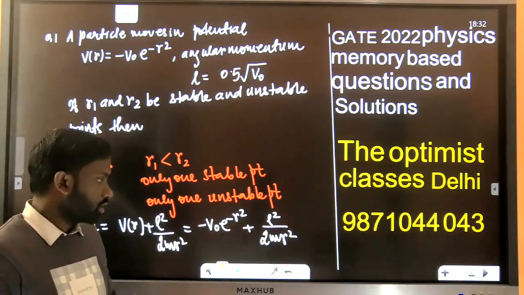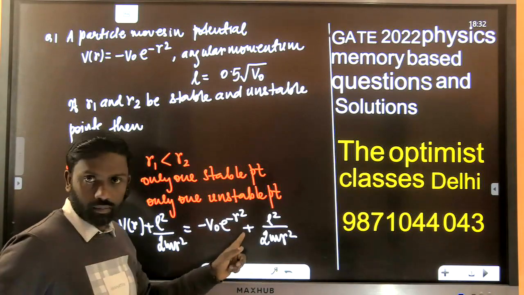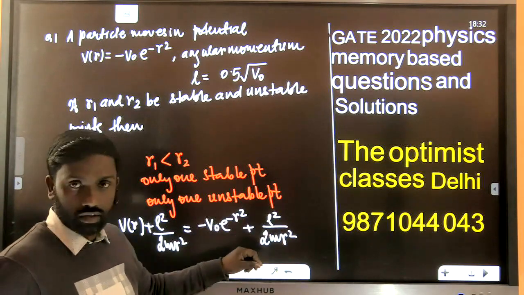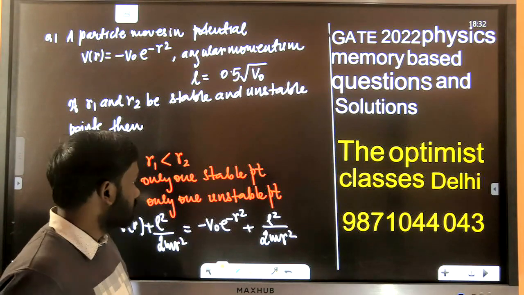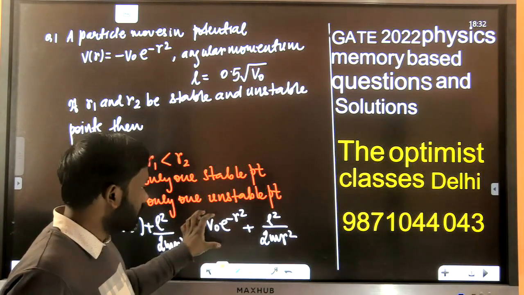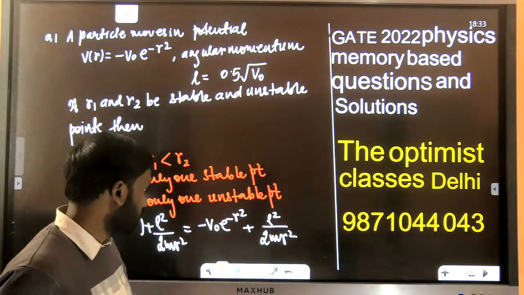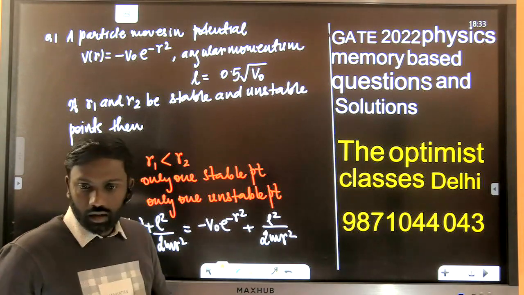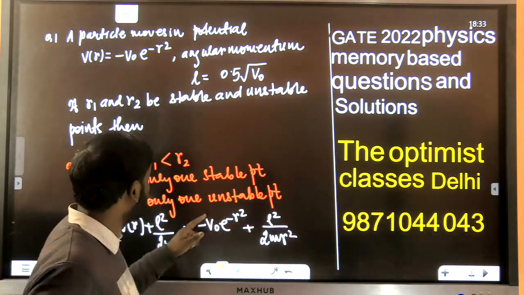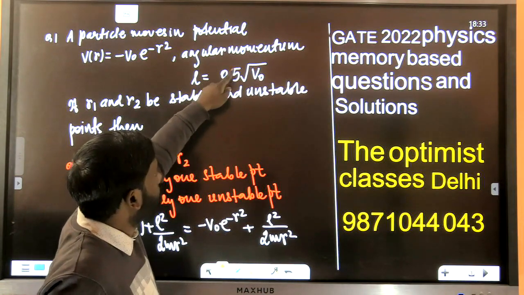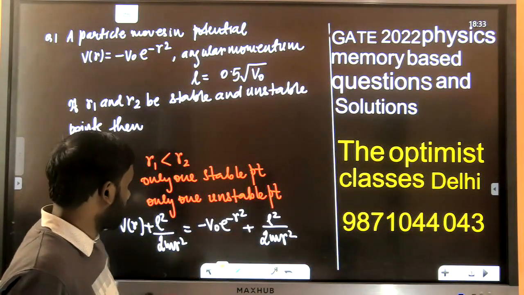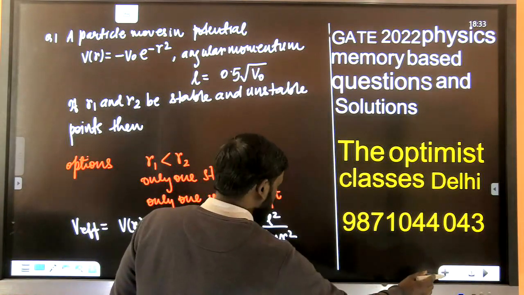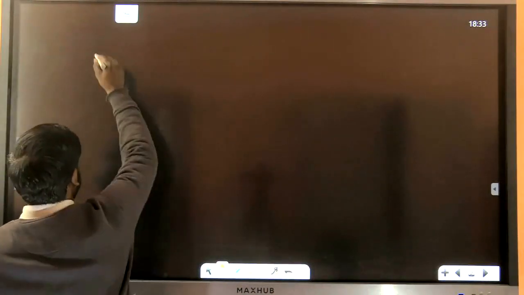Now, if you plot this potential, we can plot it easily. See, if you put r tending to 0, this term will dominate. And if you put r tending to infinity, this term will become 0 and this term will also become 0. So ultimately both will become 0. But see, L is given to be some multiple of root V0, 1 by 2 root under V0. So if you put the value of L, it comes out to be 1 by 8 here. So you can check that. Okay, so if you plot the potential, it looks something like this.